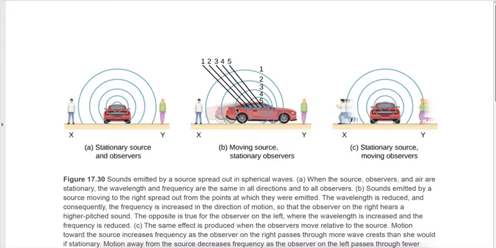If that source is moving, say, toward me, then it's emitting sound waves that travel out in spheres, but it's catching up with its own sound waves because it's moving, say, in this case, to the right. So the woman standing here is going to hear these sound waves bunched up. That means the wavelength is decreasing, which means the frequency is increasing because the wave speed is constant, speed of sound in air here. So she'll hear a higher pitch.